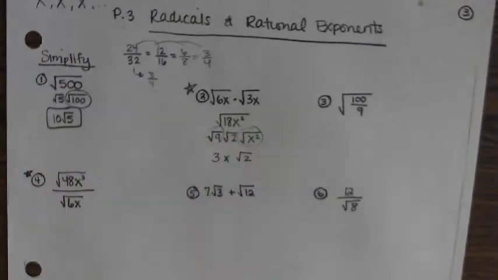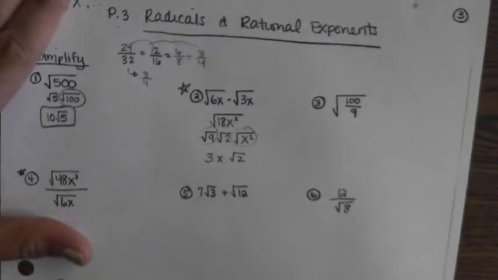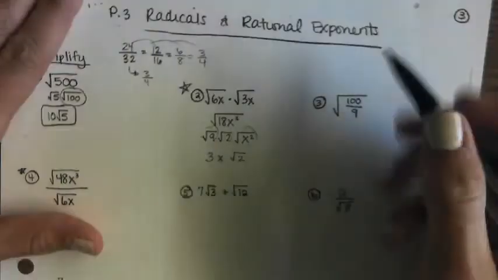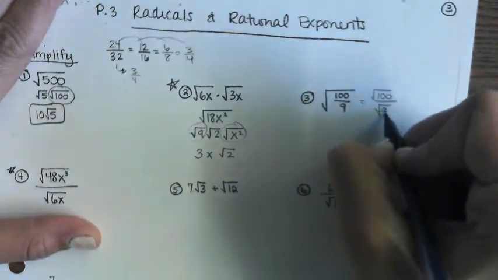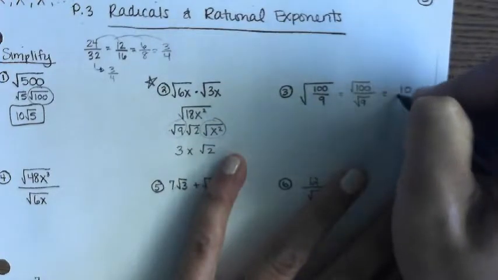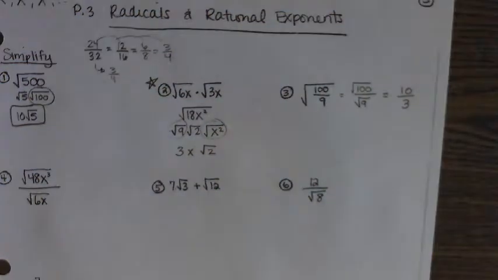Number 3, you're taking the square root of a fraction. You do the numerator and denominator kind of separately. Root 100 over root 9 is how you process that mentally, and we get 10 over 3. Any questions there? Okay.